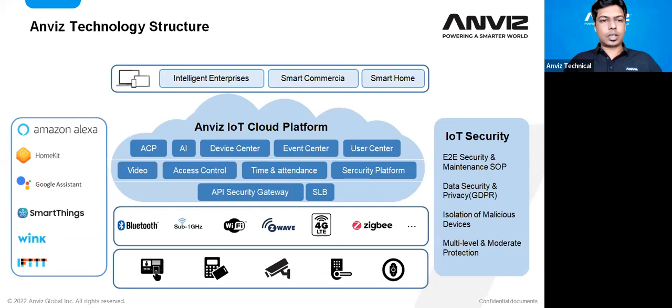This is our technology center, where we combine multiple platforms to create a solution for the consumer. That includes ACP and AI, device management, event management, the event center, and user management. We also have our access control cloud and video cloud solution, time attendance, and other security platforms that we cover under the IoT platform. We majorly utilize communication modes like Bluetooth, Zigbee, Wi-Fi, 4G LTE, and others.